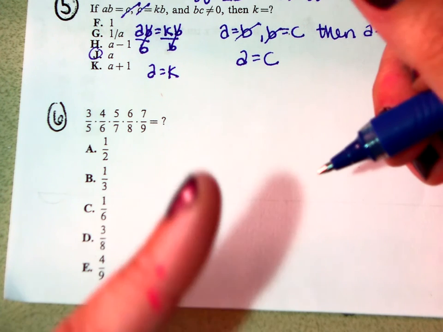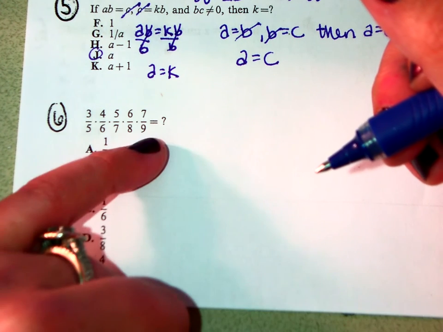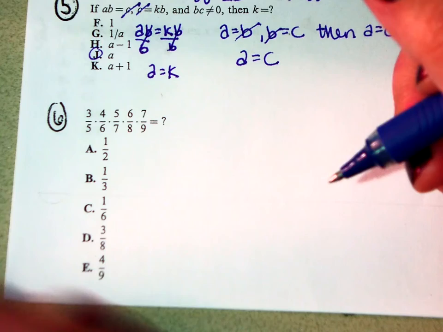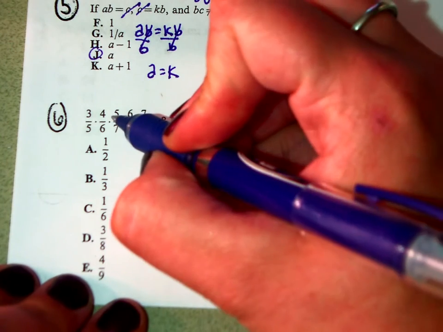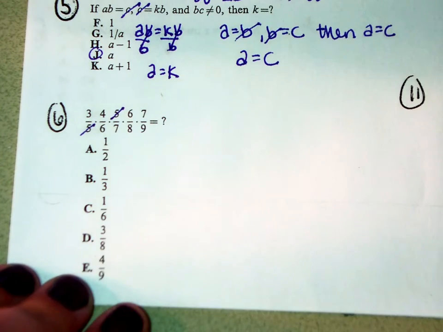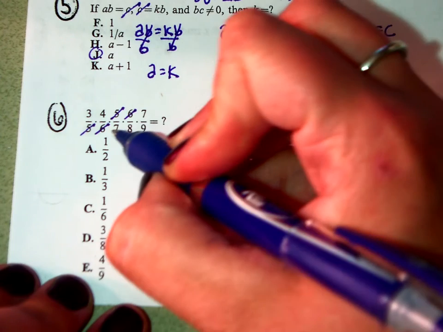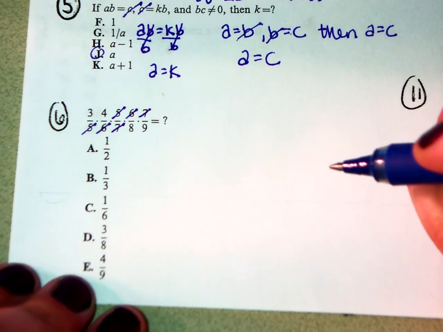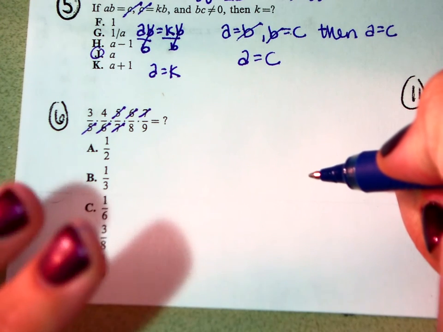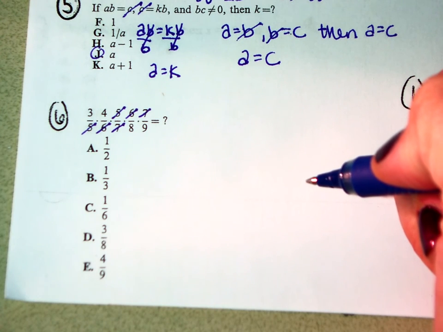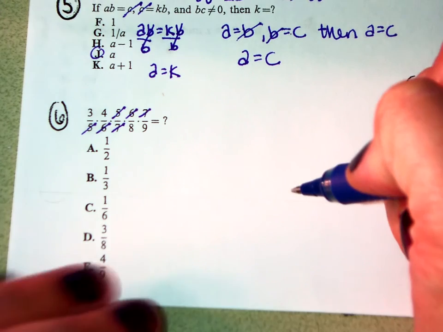Now that doesn't work in addition. If I'm adding these, I can't do that. Only multiplication. So I notice that I have a 5 up top and a 5 on the bottom. Gone. 6 and 6, also gone. 7 and 7, also gone. Remember, this only works if you're multiplying fractions. Adding fractions and subtracting fractions, it does not work that way.